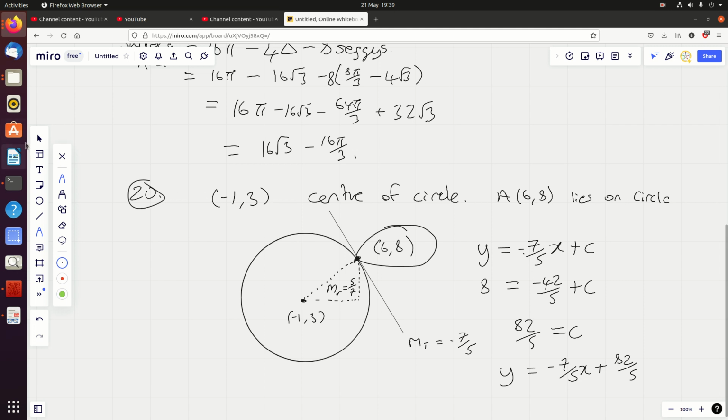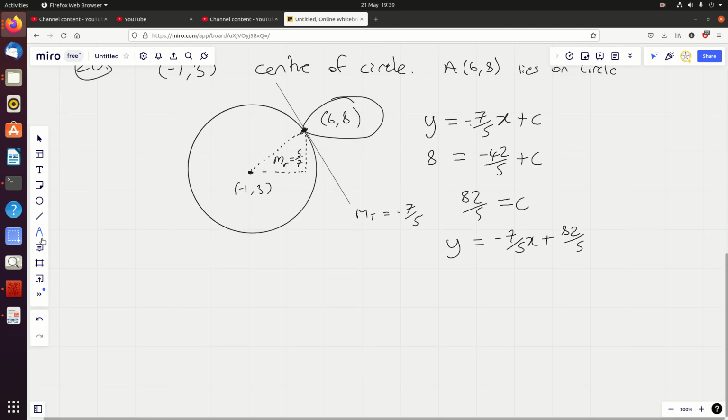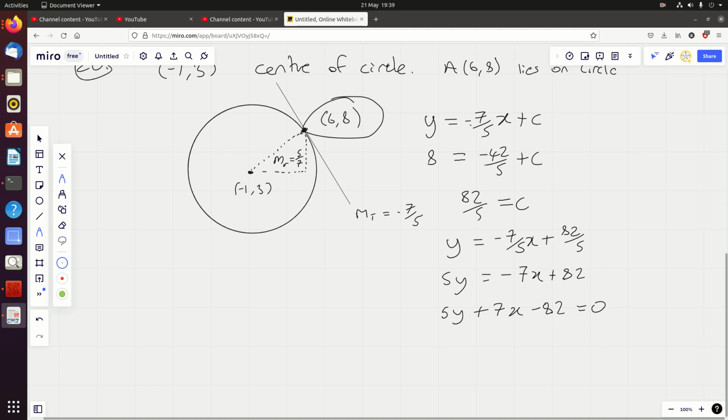All we need to do now is put it in their form. So I'll times it by 5. 5y equals minus 7x plus 82. Or if you like, 5y plus 7x minus 82 equals 0. And it's done. What have we got next?